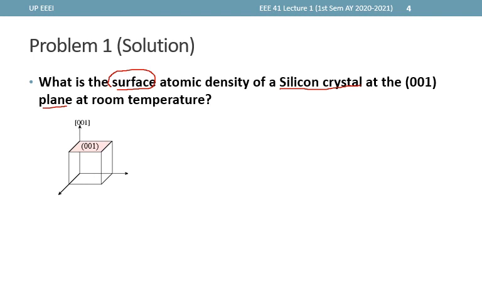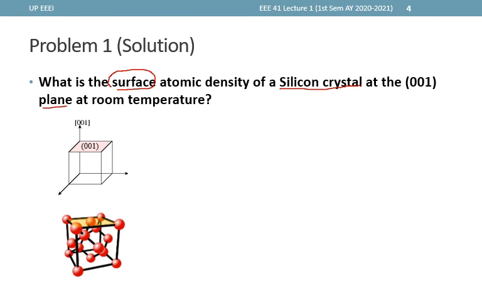So if we draw a diamond lattice unit cell, we'll have this one, and highlighting the 001 plane, so we highlight the top portion. Now, to imagine the surface atomic density, we are actually being asked how many atoms are there in the surface per unit area.